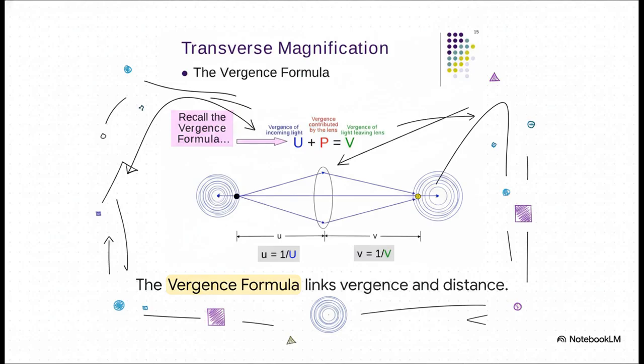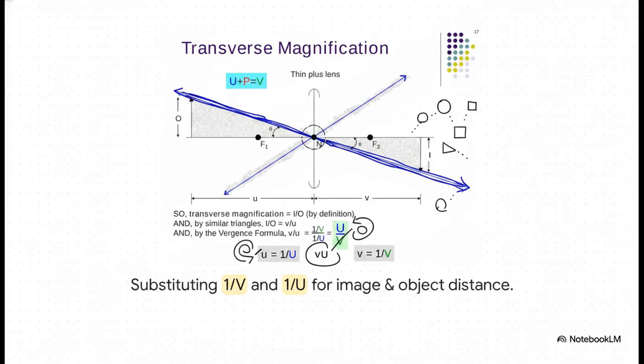And, recalling our fundamental training, distance is simply the mathematical inverse of vergence. So the object distance, little u, is exactly equal to 1 over big U. And the image distance, little v, is equal to 1 over big V. Okay, here is where the absolute magic happens. We can just substitute those vergence inverses directly into that distance ratio we just established.